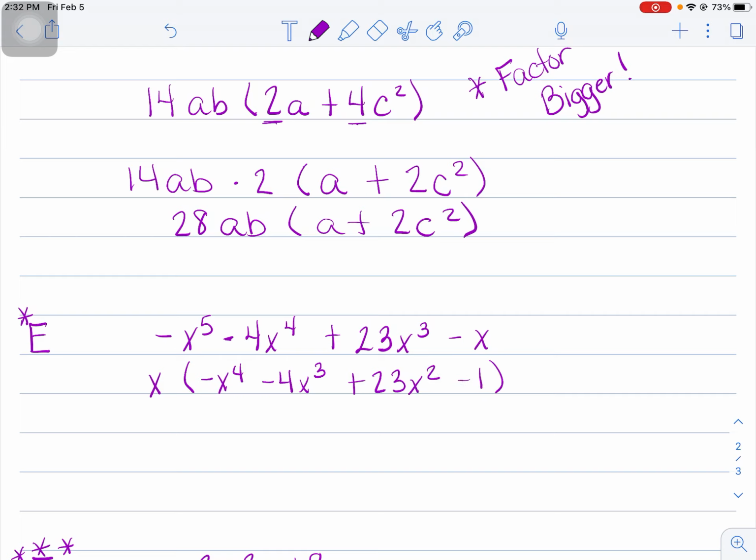That's perfectly fine. I also could have pulled out a negative x. That's perfectly fine too, because notice that they have some negatives. It just changes my signs. So remember, a negative times a positive gets me back to the negative I started with. So the only thing that would be different would be x to the fourth. All the signs would be different, but it's still correct. Okay, so it's your preference. It's still going to be a correct factored solution. So either one will work.